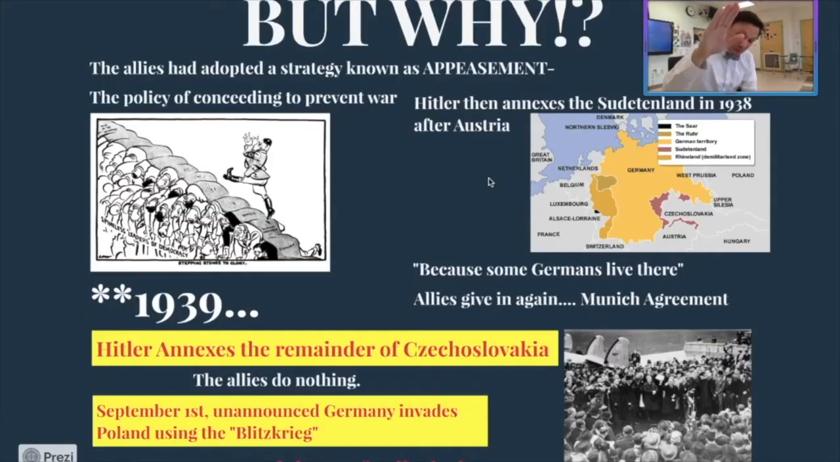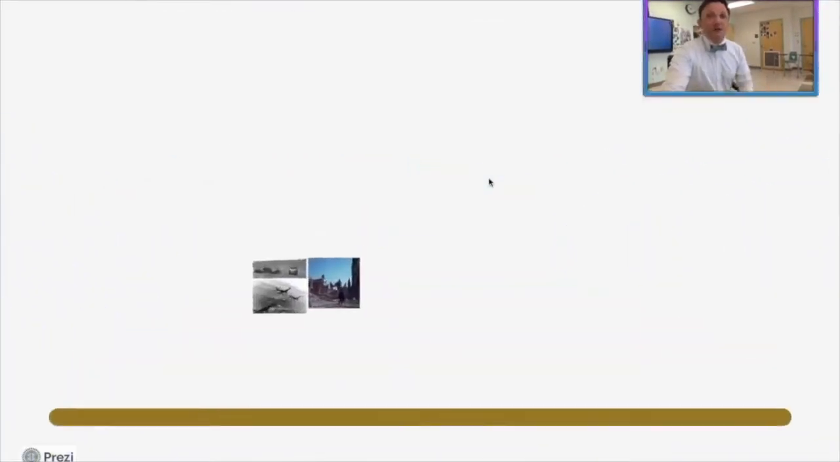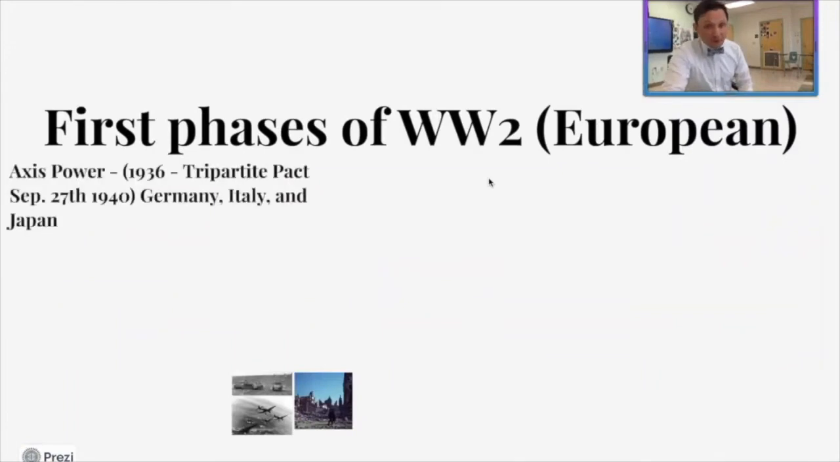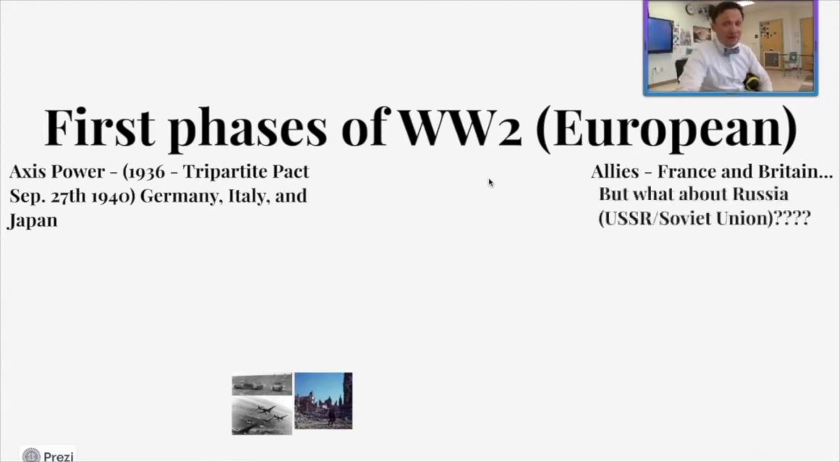Second, a German boot steps foot into Poland, right? So when this occurs, the U.S. and the Allies now come entering into the war. However, the first phases of the war are a dramatic Axis victory, right? So in the European theater, the Axis powers, known by their tripartite pact on September 27th, 1940, when they actually created this thing. So it was Germany, Italy, and Japan, right? That is your Axis powers.